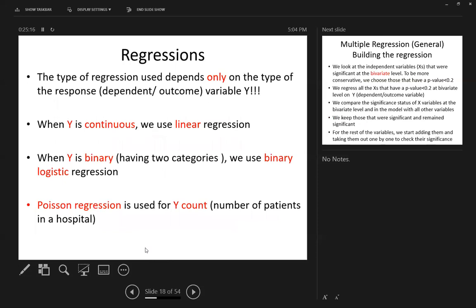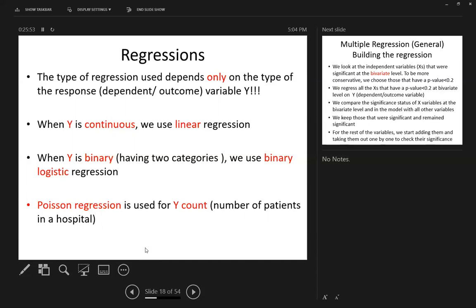So the regression depends only and only on the type of response. The response means the y variable. So if y is continuous, we use linear regression. And of course, there are assumptions for using linear regression, normality, homoscedasticity, that you have to really reflect on with your mentor or with the biostatistician. But usually, if you have a nicely shaped, normally distributed outcome with some independent variables, you use linear regression.